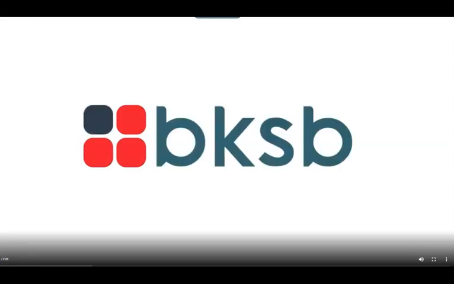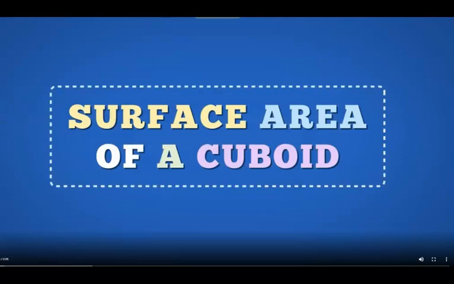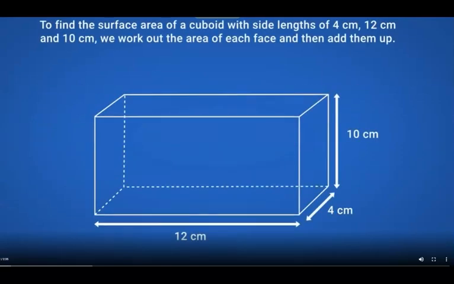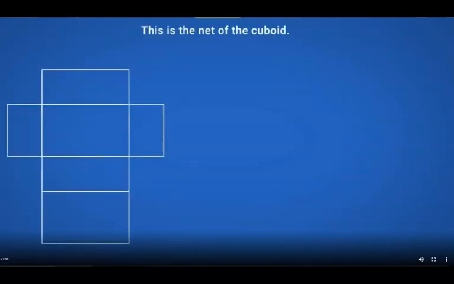This video is how to work out surface area of a cuboid. Surface area of a cuboid. To find the surface area of a cuboid with side lengths of 4 cm, 12 cm and 10 cm, we work out the area of each face and then add them up. This is the net of the cuboid. A cuboid has 6 faces.